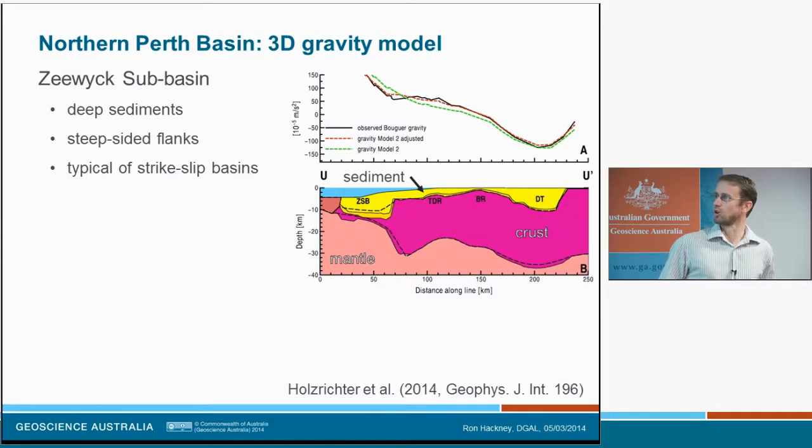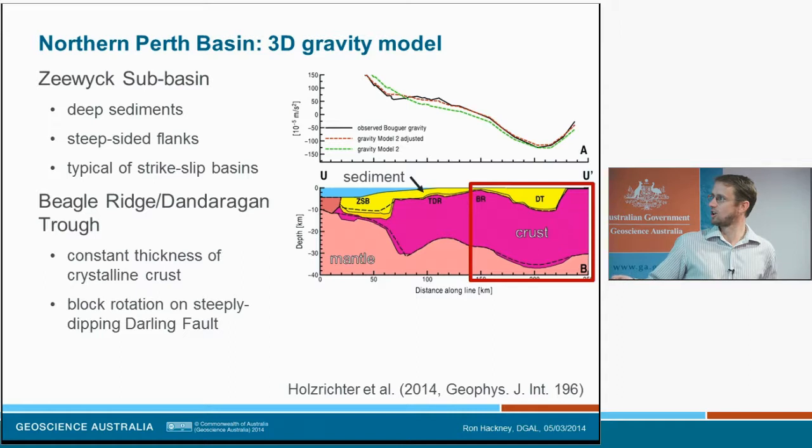If we go further inboard, looking at the Dandaragan Trough here, this is in the onshore areas, so this would be the Darling Fault in here. What stood out in this model is that the thickness of the crystalline crust below those sediments is quite constant. This tells us something about probably the processes that have led to the formation of this basin. It doesn't look like it's been stretching and thinning to produce this depression to fill with sediments.